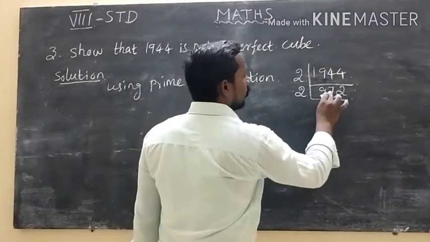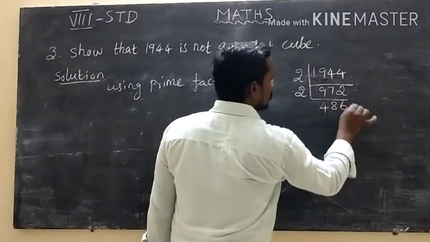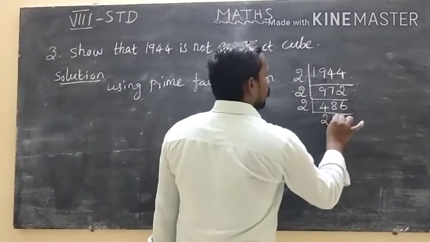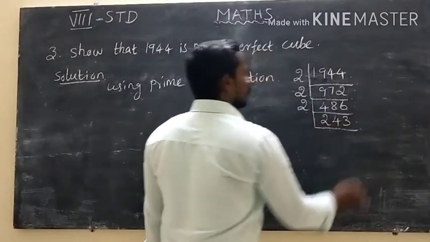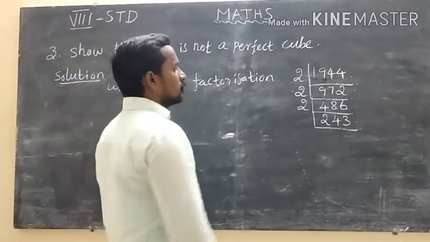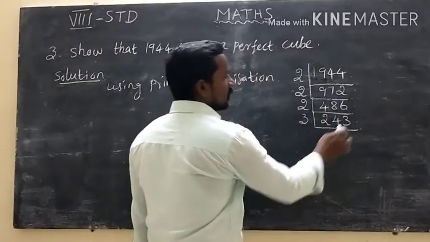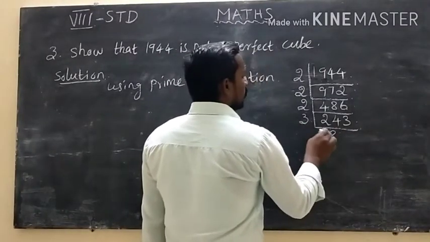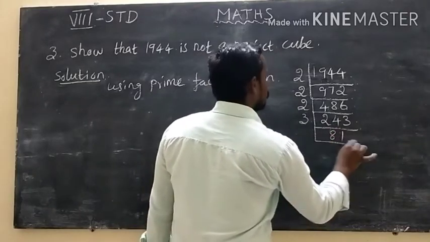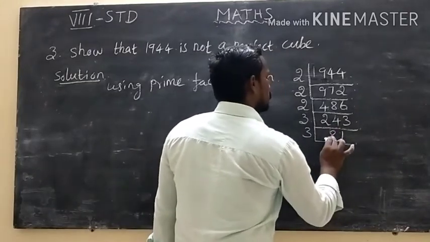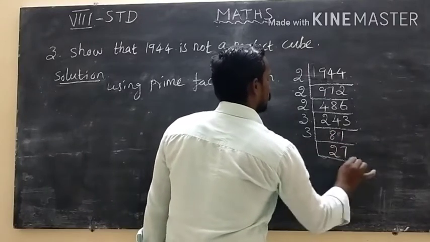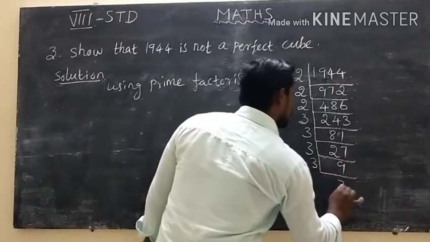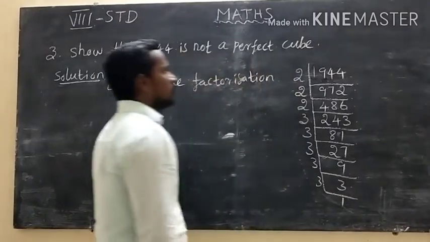4 twos are 8. 8 twos are 16, carry 1. 6 twos are 12. Once again the next is an even number, so use 2: 2 twos are 4, 4 twos are 8, 3 twos are 6, giving 243. Then use 3, because the digits add up suitably. So the next option is 3. 8 threes are 24, 1 three is 3, 2 threes are 6, 7 threes are 27, 9 threes are 27, 3 threes are 9, and 3 ones are 3.